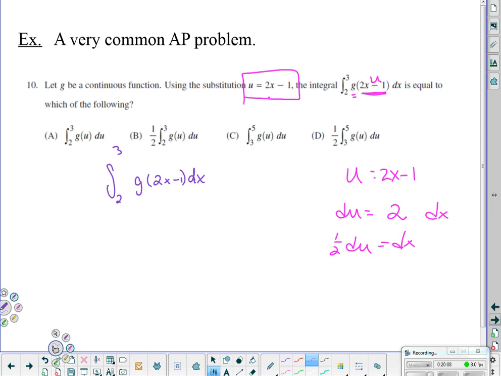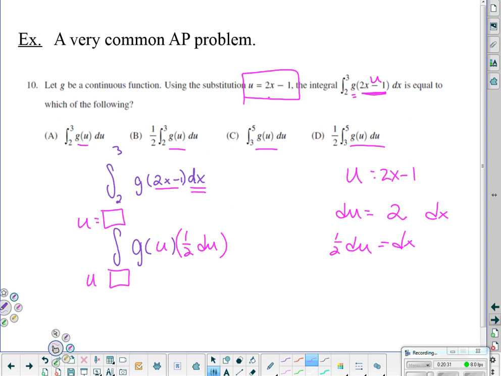So I'm going to come over here and update what I know. G of u, this is all u, dx is a 1/2 du. And the next thing I should do is update these bounds, because when I look at their answers, I'm seeing all this u stuff. Well, then these also need to be u. And so let's change our bounds.